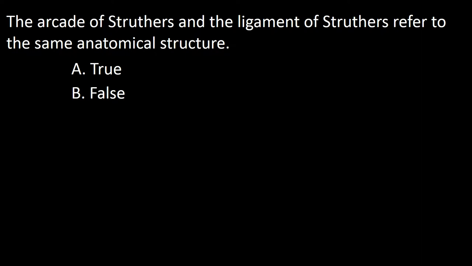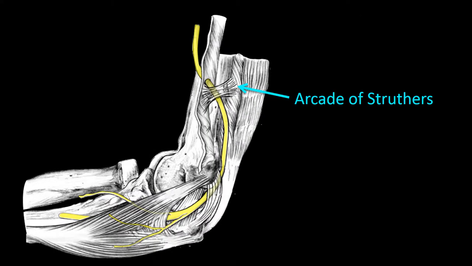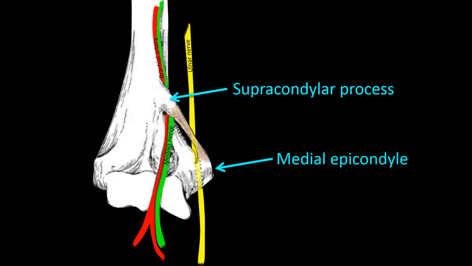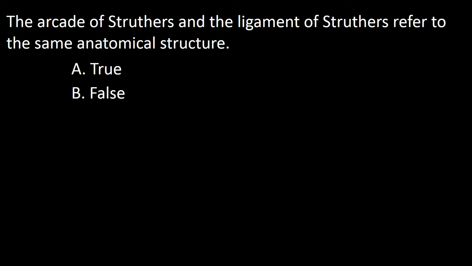Next question. The arcade of Struthers and the ligament of Struthers refers to the same anatomical structure. A true, B false. The arrow indicates the arcade of Struthers, of which we have been talking about. This frame shows a humerus and three colored structures: the brachial artery, the median nerve, and the ulnar nerve. The arrow points to a prolongation of the bone called the supracondylar process. In this frame, the arrow indicates the medial epicondyle. The structure between them is called the ligament of Struthers. So the answer to this question is B.